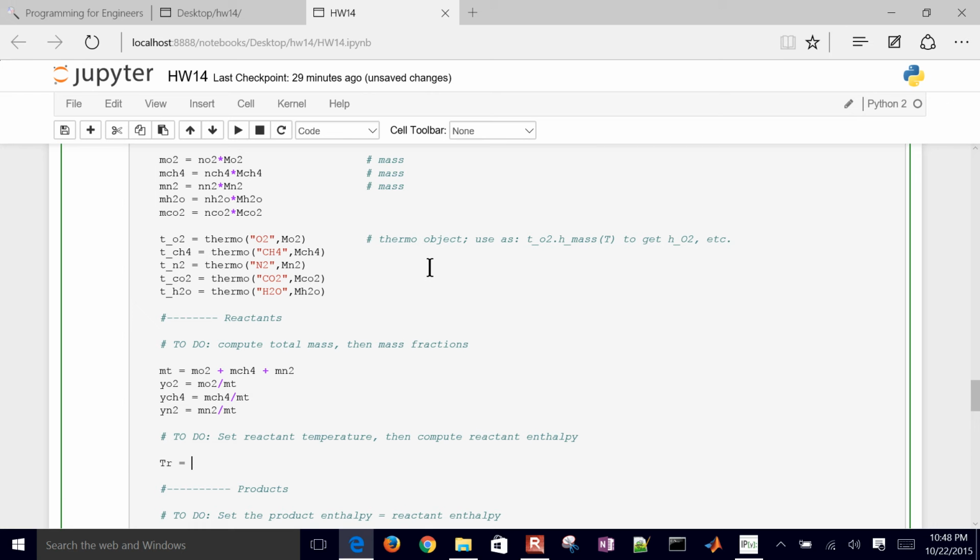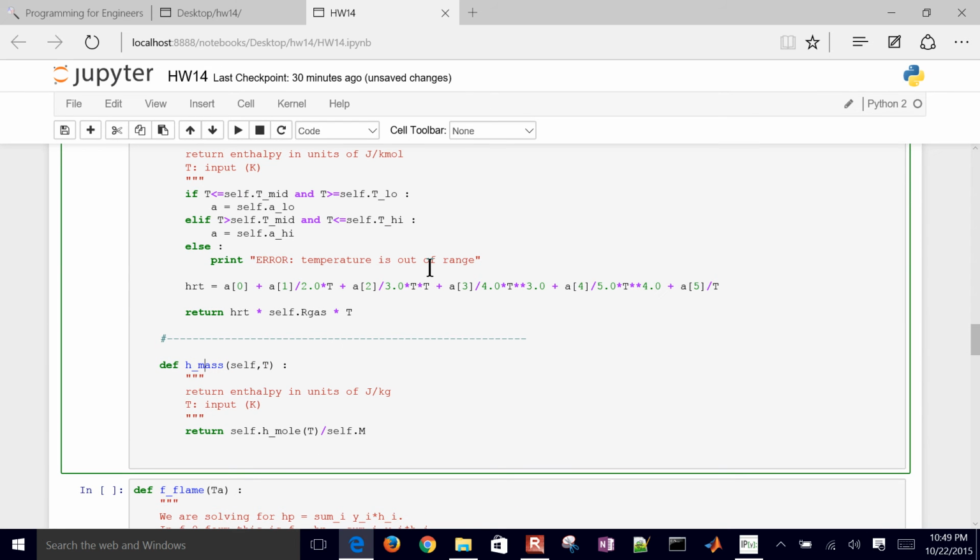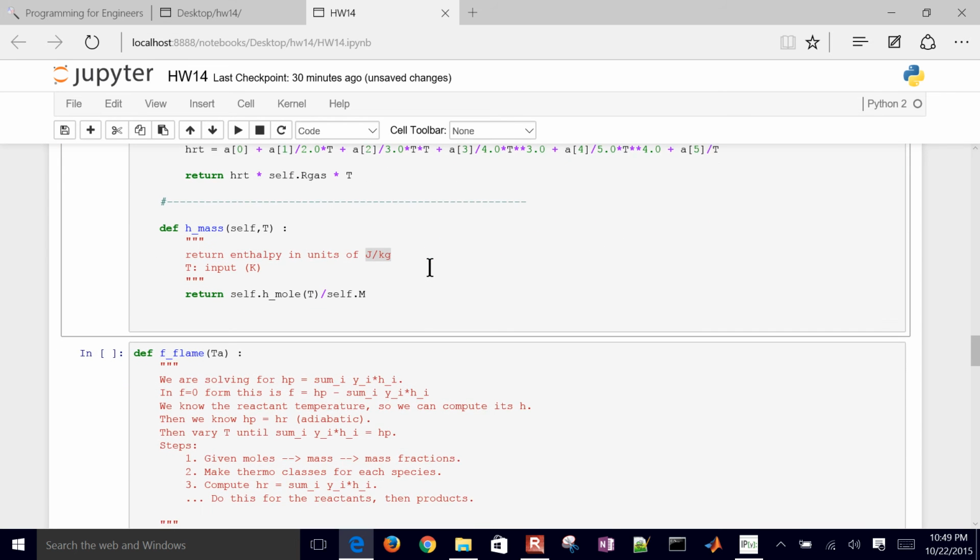So the temperature of the reactants is going to be 300 degrees, and then the enthalpy of the reactants is just going to be the mass fraction times the enthalpy per mass. So we're going to have Y O2 times T O2, and then we'll do dot H mass at the reactant temperature. If we scroll up just a little bit here, we're using this H mass right here, so it's going to return joules per kilogram.